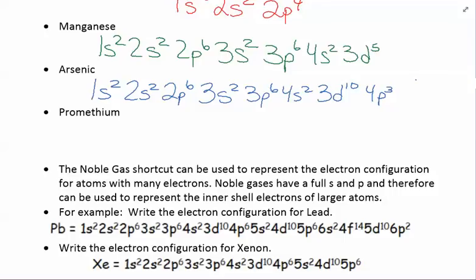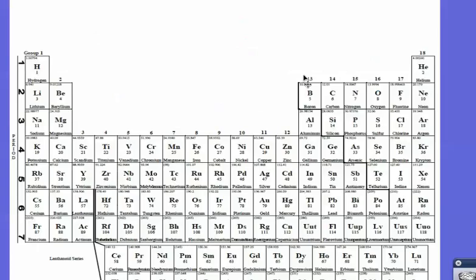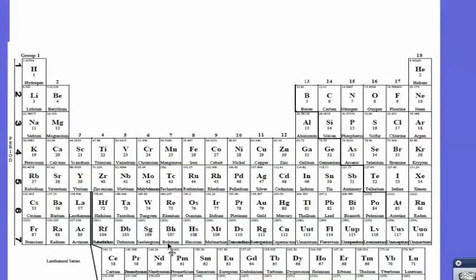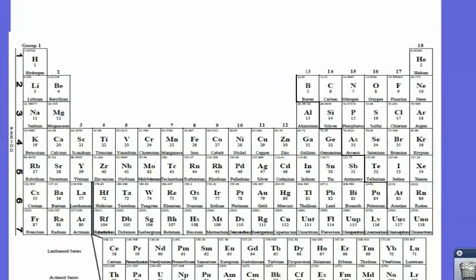Promethium is an inner transition metal on the periodic table. So it makes it a little bit tricky, so I want to go through that one with you. Promethium is found in the inner transition metals right down here. Promethium, right down here, is number 61. It is in the inner transition metals.